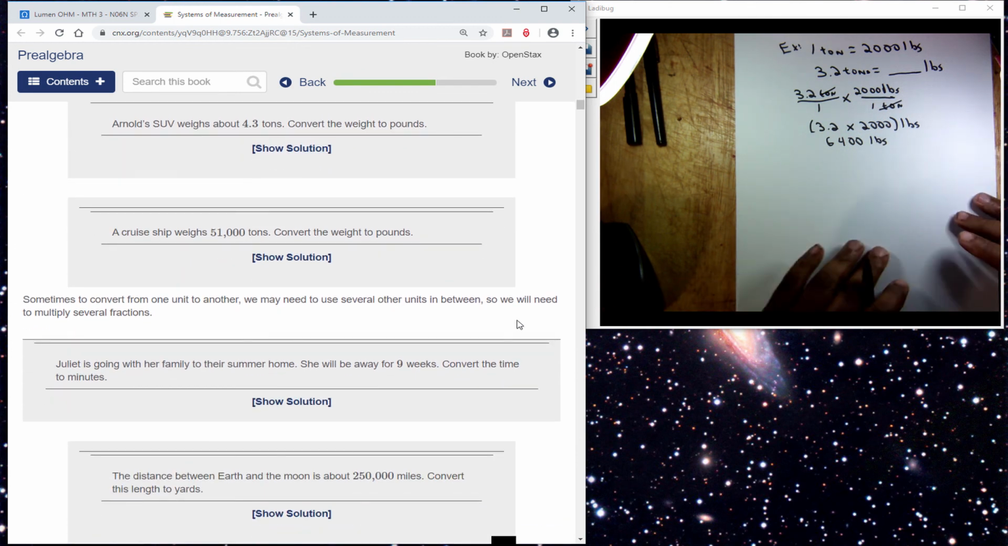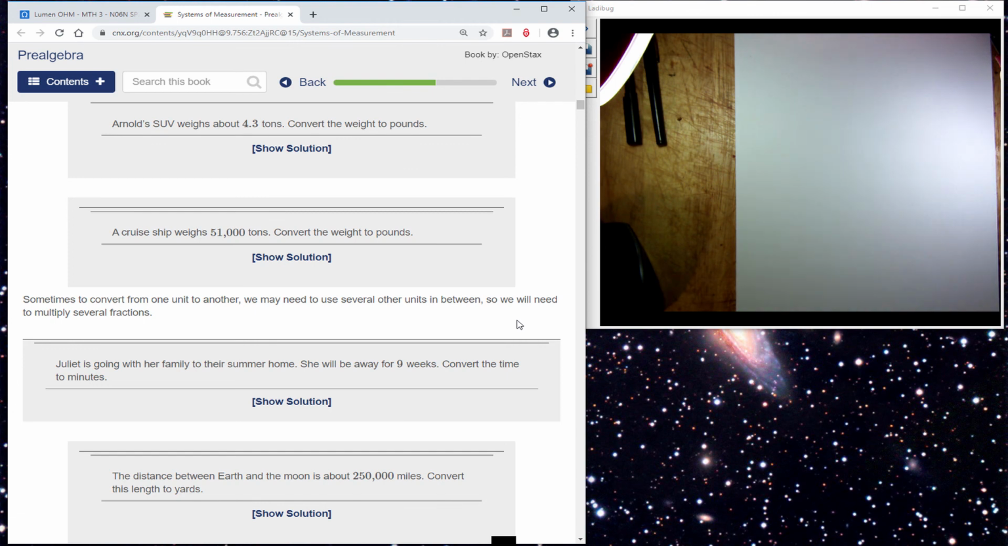Now, the reality is, in the very beginning, we saw a conversion chart, but the reality is that there's no such thing as a chart that has every possible conversion on it. Sometimes we may have to daisy chain some things together to make the conversion occur.